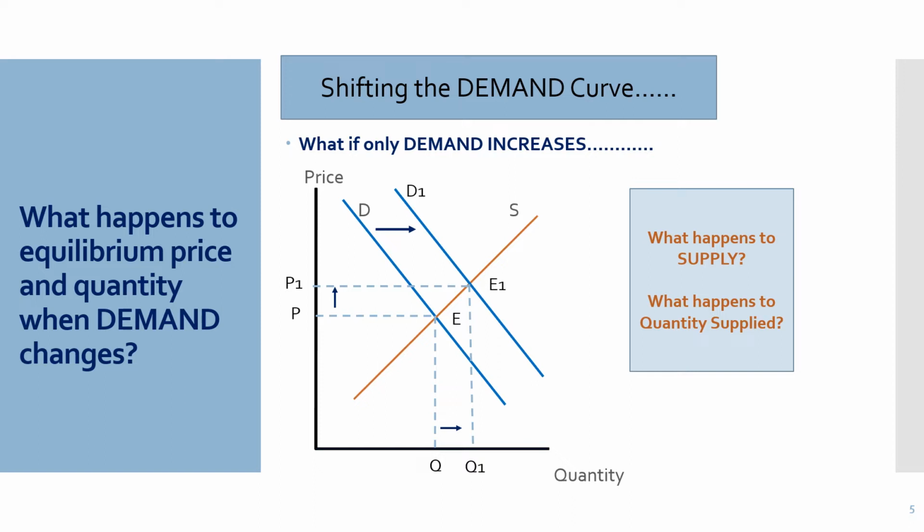So here we see it. We've got our demand curve has shifted to the right from D to D1. We've got our new equilibrium position. We can see that our equilibrium price has increased and our equilibrium quantity has also increased.